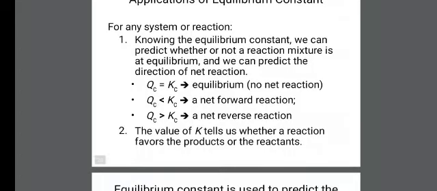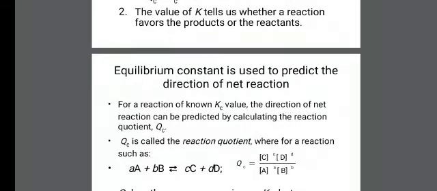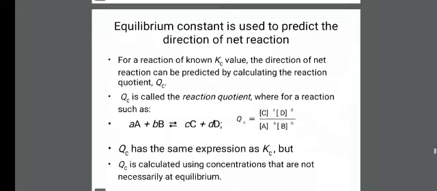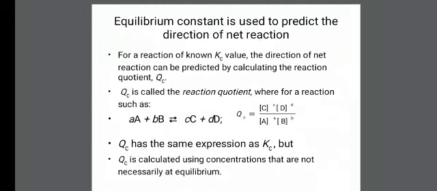The value of K tells us whether a reaction favors the products or the reactants. The equilibrium constant is used to predict the direction of net reaction. For a reaction of known Kc value, the direction of net reaction can be predicted by calculating the reaction quotient. Qc is called the reaction quotient. Qc has the same expression as Kc, but Qc is calculated using concentrations that are not necessarily at equilibrium.